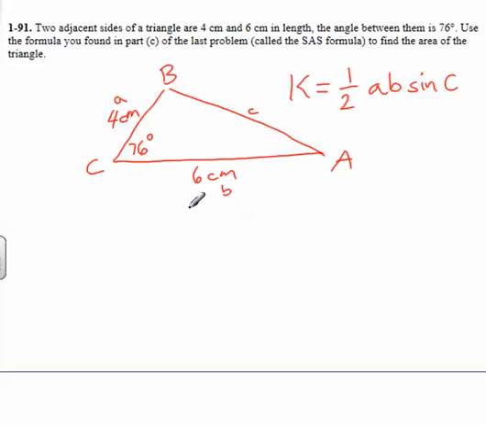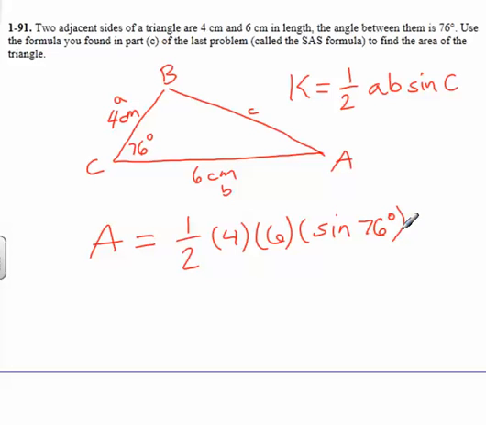So let's go ahead and plug in our information into this. So my area is going to be 1/2 the side A is 4 times side length B 6 times the sine of C. So we'll do sine of 76 degrees. Now we just put this in the calculator and find the result. And it should be 11.64 square centimeters.